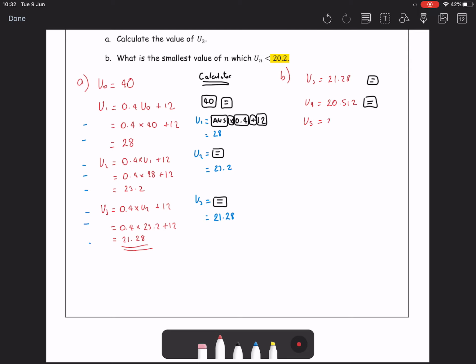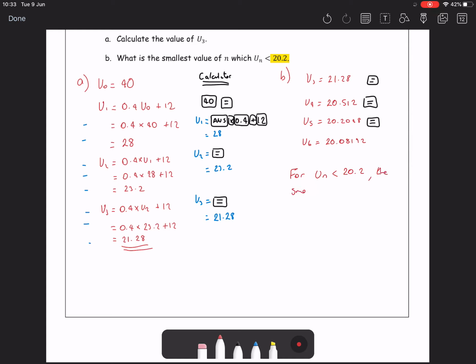According to my calculator, no, because it's 20.2048, so it's ever so slightly greater. But I'm pretty sure if I press equals one more time, I'm going to get a U6 value of 20.08192. Okay, so that's certainly underneath my aim of 20.2. So we want the smallest value of n for which un is less than 20.2.